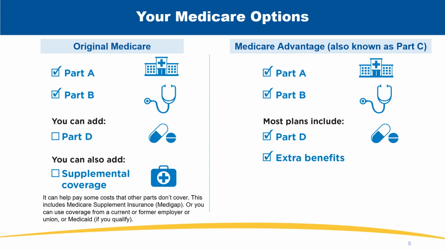If you would like to obtain the extra benefits through Original Medicare, you would have to enroll into standalone plans. So instead of one plan that includes all benefits, you'll have Part D, you'll have supplemental coverage, in addition to the standalone plans to provide the additional benefits.